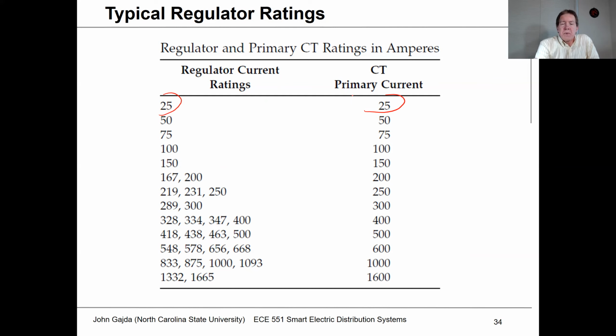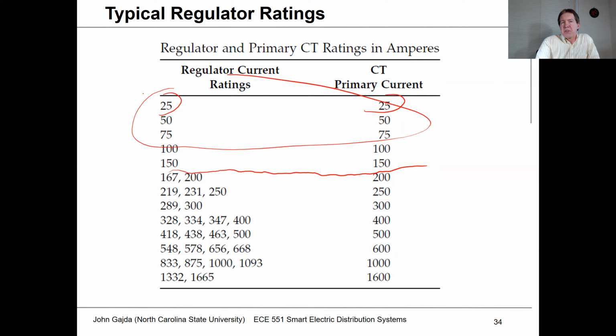And so usually for the smaller regulator sizes, the current rating of the regulator matches up with the CT size. When you get into some of the larger units, there's not necessarily a one-to-one correspondence anymore between the regulator current rating and the CT primary. But for the regulators we're going to be using in our project, we're typically going to be using a lot of these smaller current values.